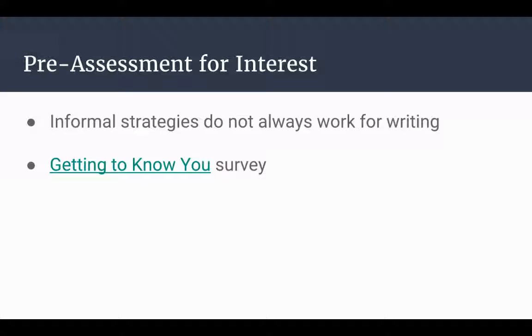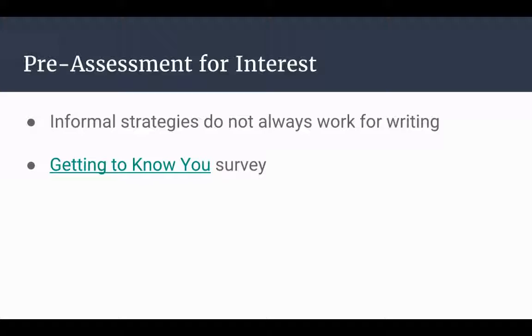Next is the pre-assessment for interest. Here I wanted to see the level of interest my students have for writing. It's tricky, however, because in my experience, most students do not like writing or don't know they like it yet. So simply asking them, "Do you like writing?" does not produce the desired results.